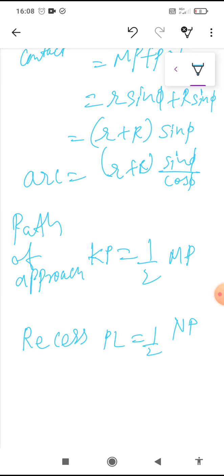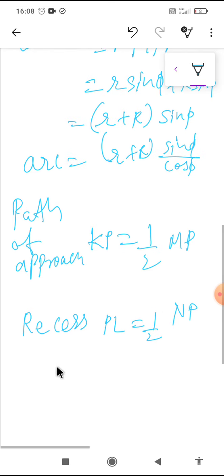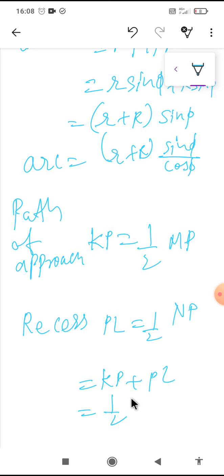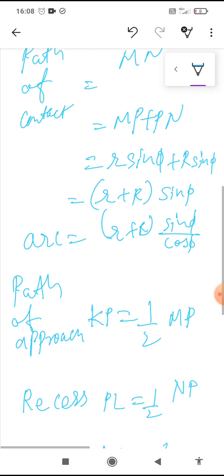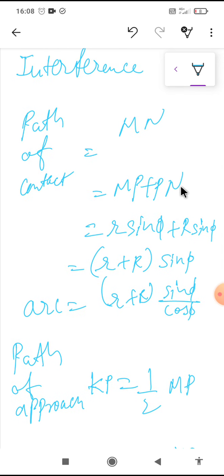Now what are KP and PL? The length of the path of contact, as we know, is KP plus PL, so it will be 1/2 MP plus 1/2 NP. Now we know that MP plus NP is nothing but (r plus R) sin phi.